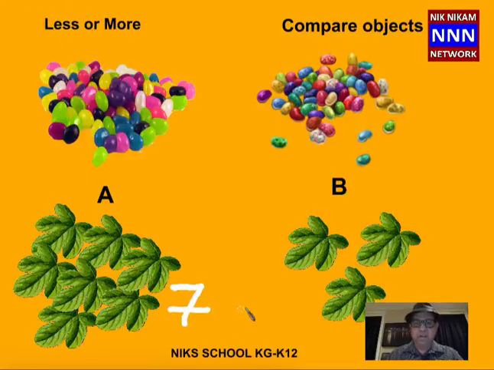All right. And this is 1, 2, 3. So there are only 3 leaves here. So which one has less number of leaves? B, because there are only 3. 3 is less than 7. Good. You are smart.